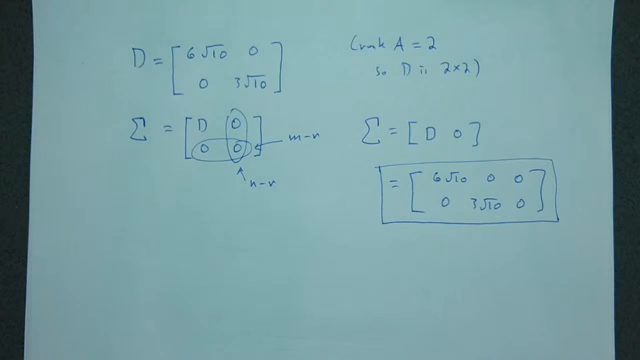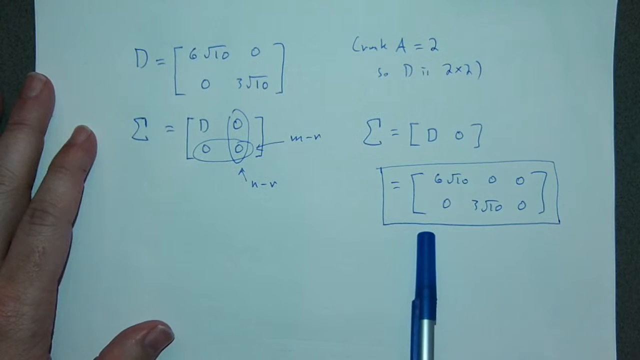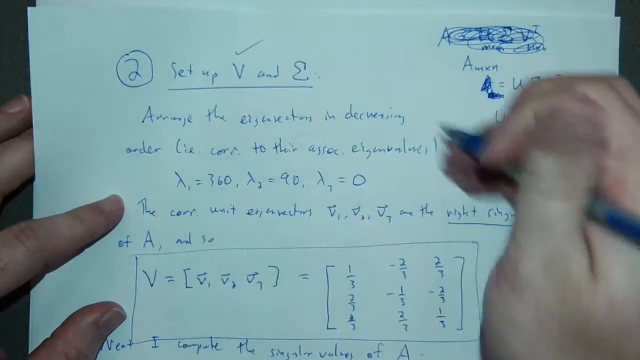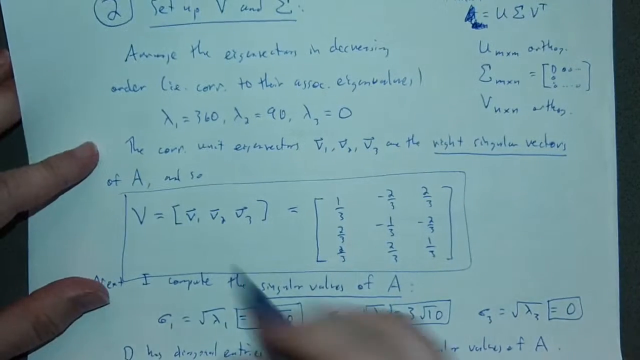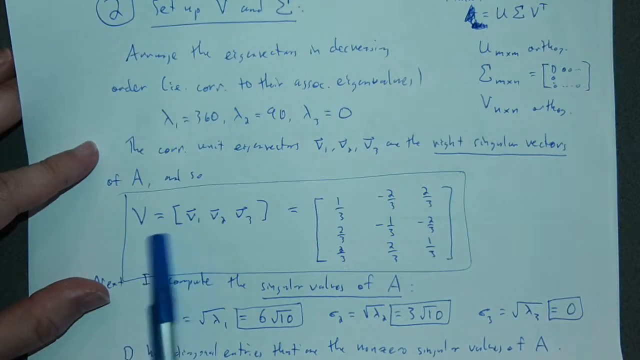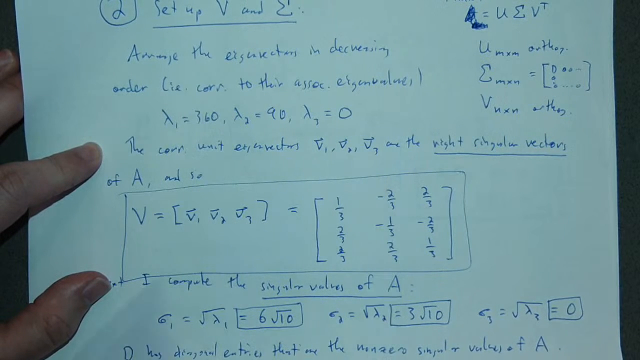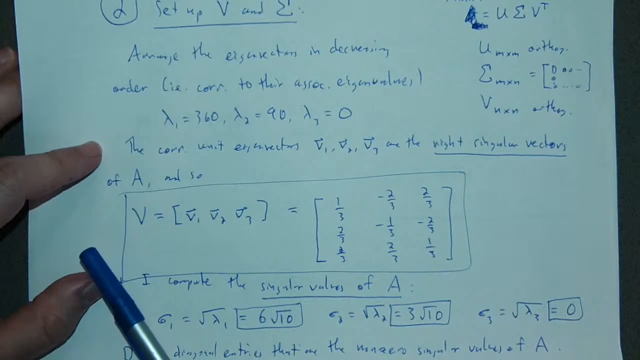All right. So we have found sigma, and we have found V, which means we found V transpose, because we understand how to transpose a matrix. Our second step was to set up V and sigma. Just to remind you, there's V. V just came directly. Its columns are the unit eigenvectors in the right order, the descending order. These are my right singular vectors, the columns of this V. I got that from my previous info of the eigenvectors and eigenvalues for A transpose A.